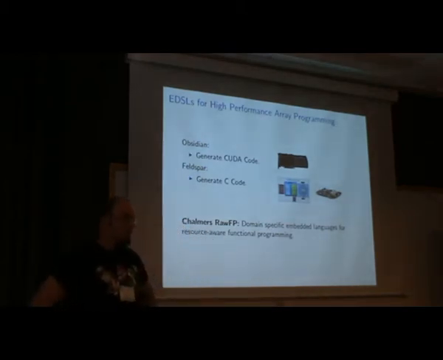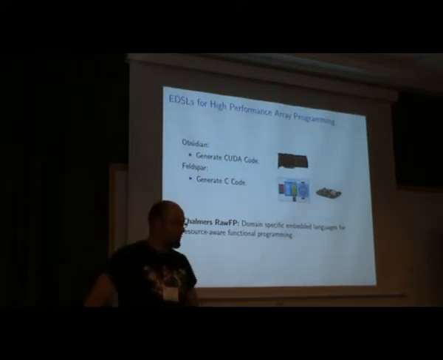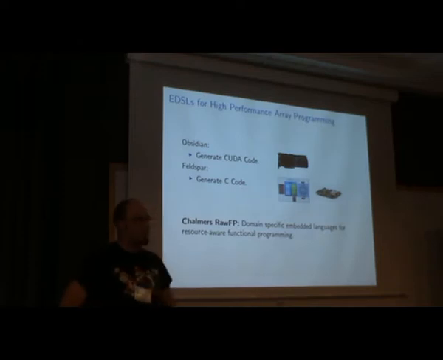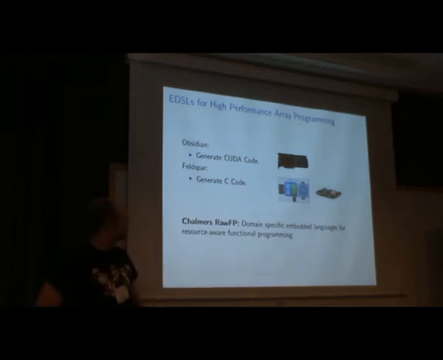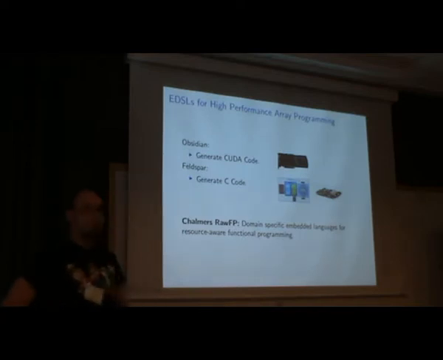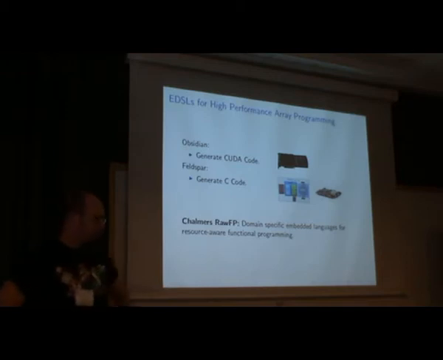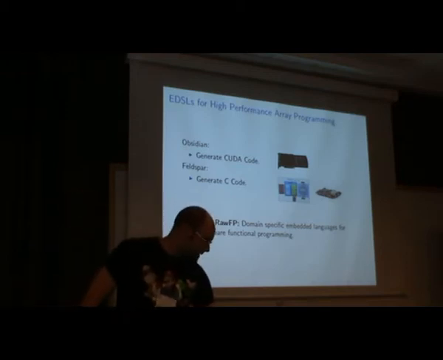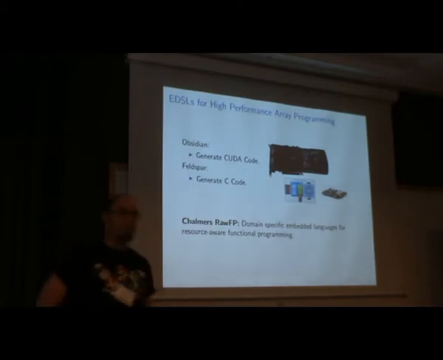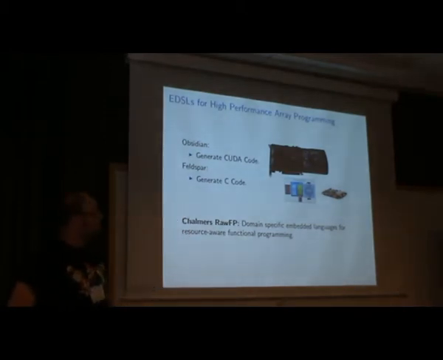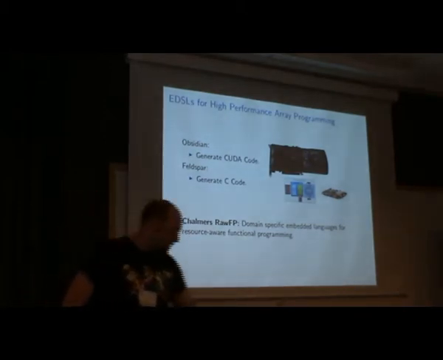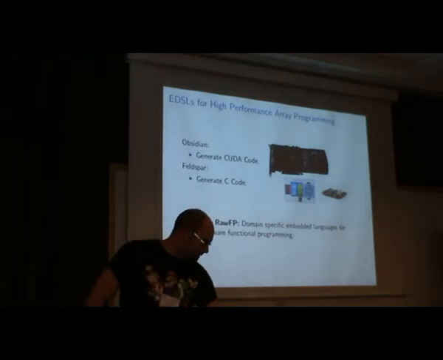So at Chalmers we developed embedded domain-specific languages for high-performance array programming. That's led to 2 different languages so far: Obsidian and Feldspar. We use Obsidian for programming GPUs, so we generate CUDA code from higher level descriptions in Haskell.